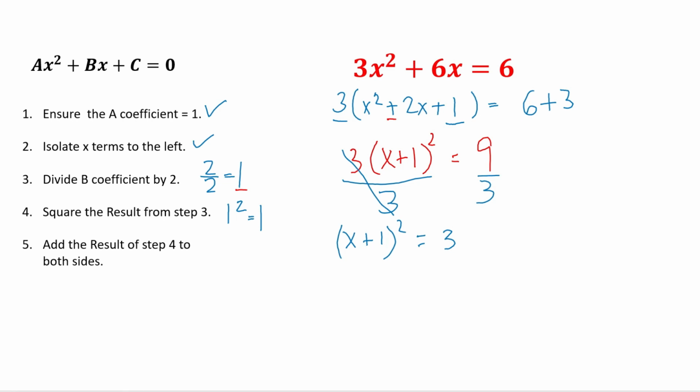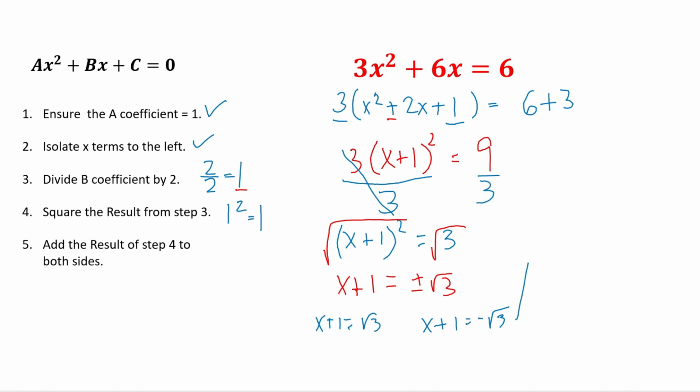In order to get rid of the square, we're going to square root both sides. So we would have on the left side x plus 1, and on the right side plus or minus square root 3. So we have two equations. We have x plus 1 equals positive square root 3, and we also have x plus 1 equals negative square root 3. Now we'll solve for x.